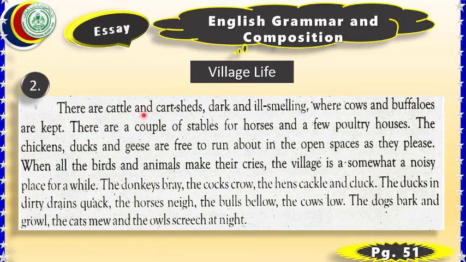There are cattle and cart sheds, dark and ill-smelling, where cows and buffaloes are kept. There are a couple of stables for horses and a few poultry houses. The chickens, ducks and geese are free to run about in the open space as they please. When all the birds and animals make their cries, the village is a somewhat noisy place for a while.